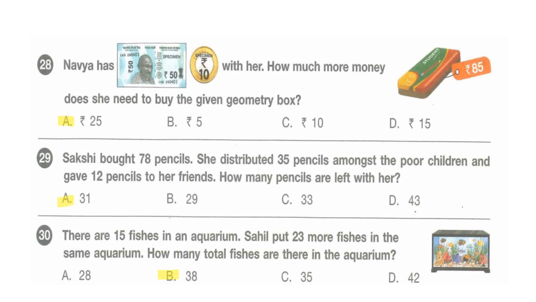The question says how many total fishes. So whenever there is a question about the total number of objects, the computation performed is addition. When you have a question like how much is left with her or what is remaining, the operation you have to use is subtraction. So here they ask us how many total fishes. 15 fishes were there and then he put 23 more fishes, so it becomes 15 plus 23, which is 38, option B.